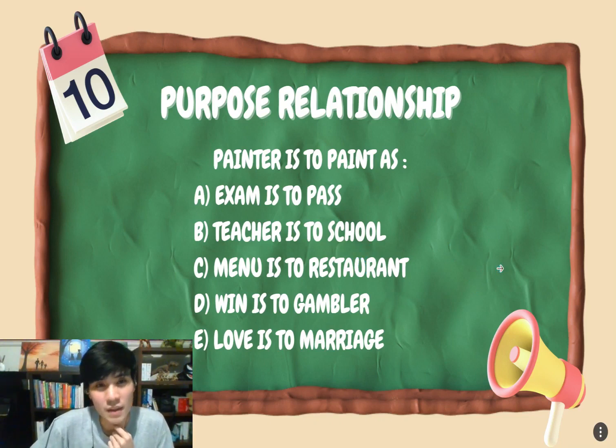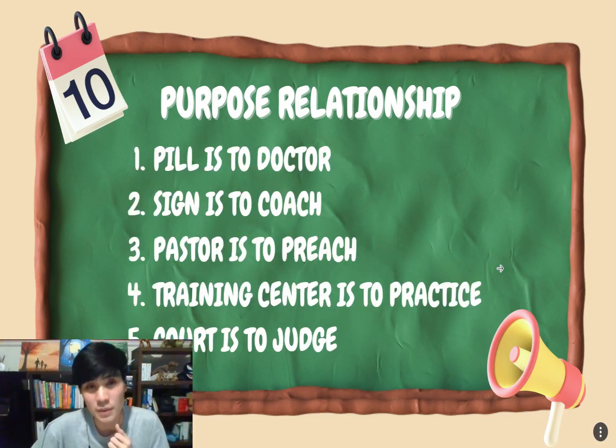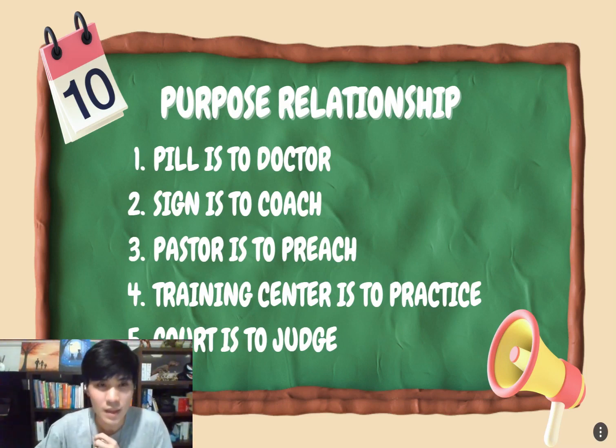Now, I have listed some samples of purpose relationships here. Pill is to doctor. The purpose of a doctor is to give pills. Sign is to coach. The purpose of a coach is to assign or sign. Pastor is to preach. If you look at 1 and 2 carefully, they might also be an association relationship, but we will look into that later. Training center is to practice, and court is to judge. These are some examples of purpose relationships.